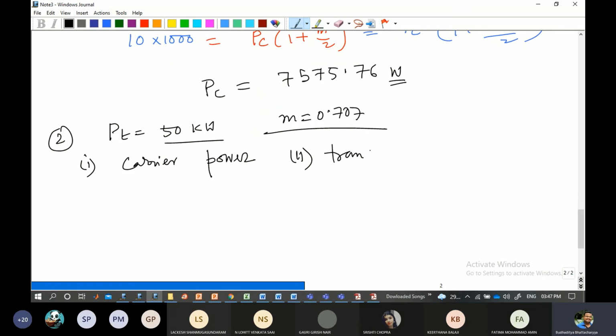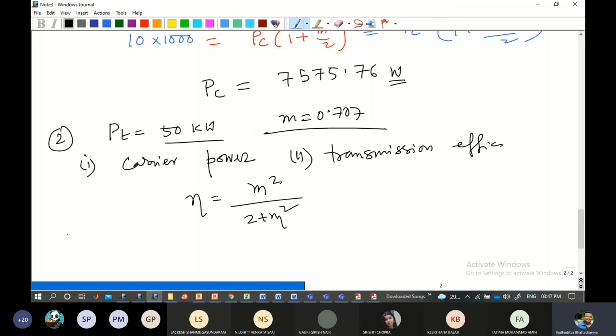Next comes the transmission efficiency. Just now we gave the formula to you: eta is equal to m square by 2 plus m square. So this was the equation that we were referring to. Substituting m equal to 0.707 here, we will get the efficiency.